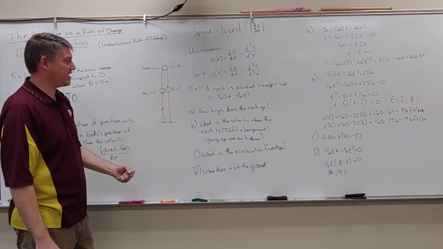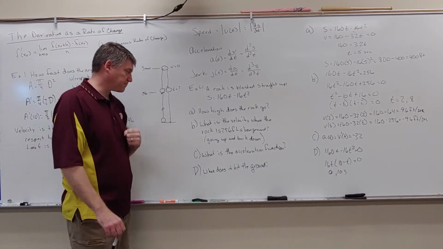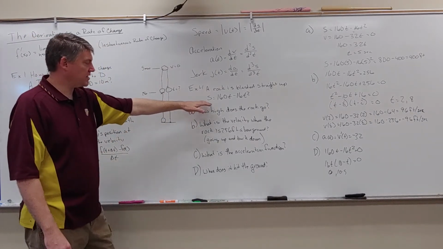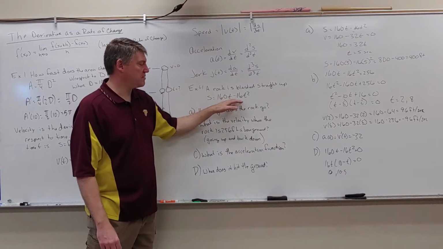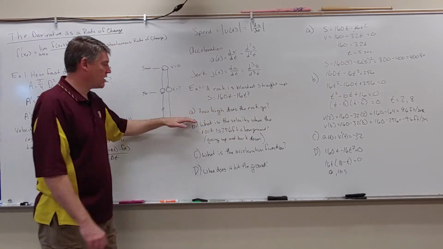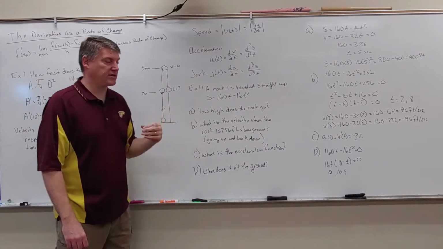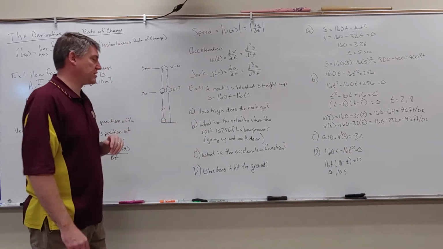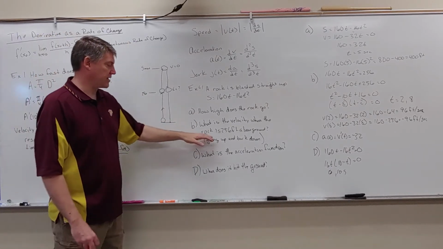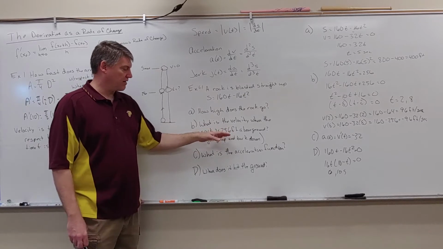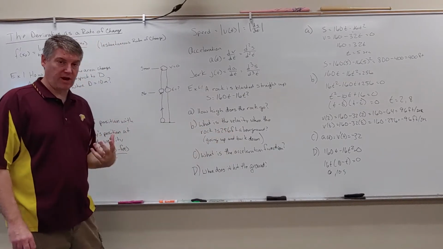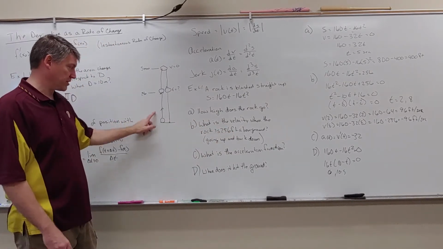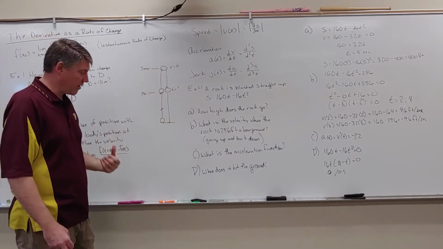Okay? Until gravity takes hold again and pulls it down. So our function is s equals 160t minus 16t squared. A is how high does the rock go. B is what is the velocity when the rock is 256 feet above the ground. Remember, there's two times when it happens, when it's going up and when it's coming back down.